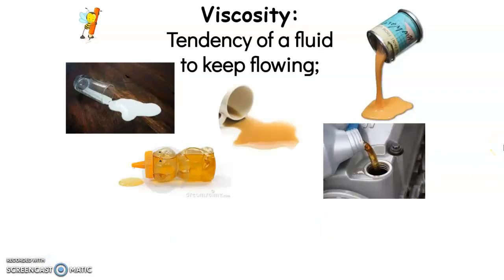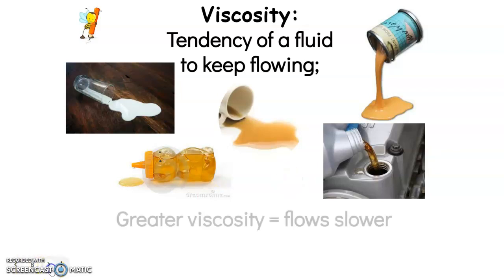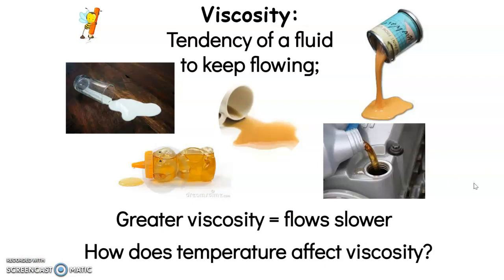Viscosity is the tendency of a fluid to keep flowing. So if you were going to describe a liquid to me, you could describe its viscosity. And this one can be a little bit tricky because a higher viscosity means that it flows slower. So let's take the example of honey and water. Honey is really thick. Typically it flows really slowly, and water in its liquid form will flow pretty quickly, right? So the honey would have a greater viscosity. We would say honey has a higher viscosity than water.